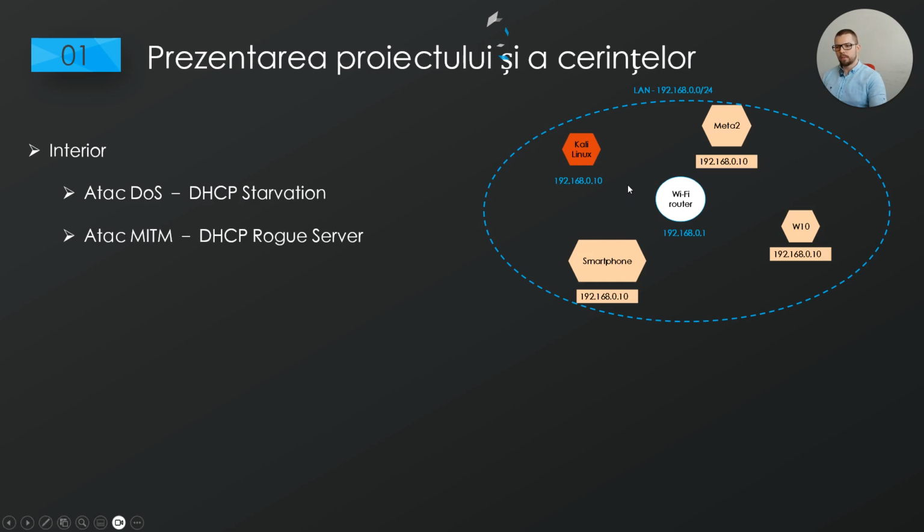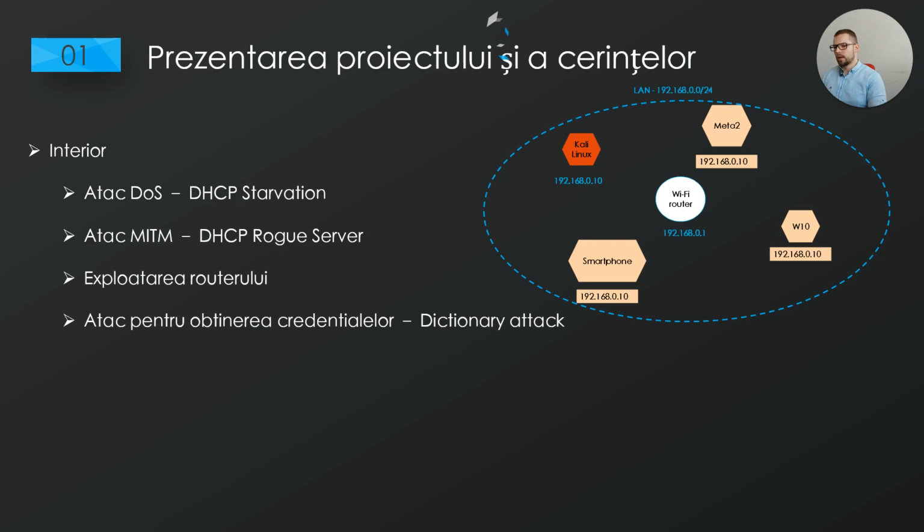We consider that we are basically the router, and we fool another device, let's say a Windows 10 virtual machine, so that instead of passing the traffic to the router and into the internet, it will pass through us and we will redirect it to the internet. That's why it's called a rogue server. Then we will search for and exploit vulnerabilities in our router. Okay, and finally, we will launch a dictionary password attack, such that we will try to obtain the credentials of some virtual machine, the router, or Windows 10.